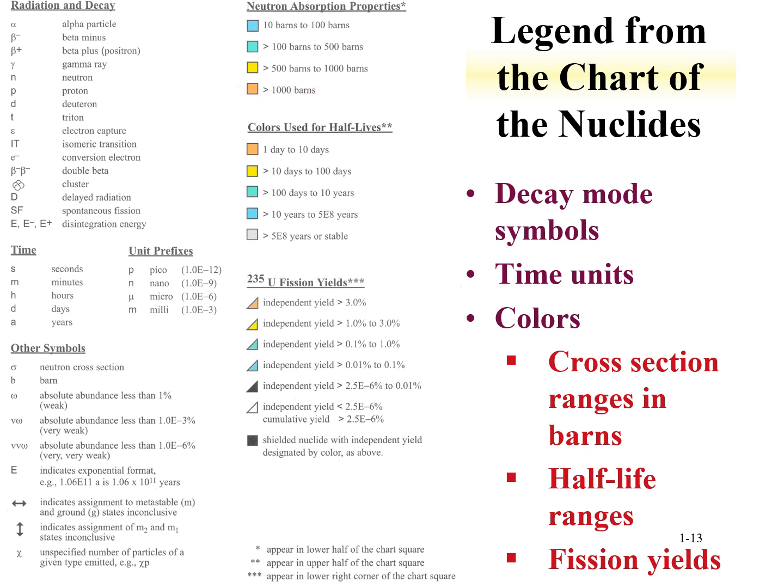And for half-lives, there's also color. Days are listed in the orange. Yellow, 10 days to 100 days. The light green, 100 days to 10 years. This pale blue, 10 years to 5 times 10 to the 8th years. And then the gray is 5 times 10 to the 8th years or stable. So for the half-lives, if you see something in gray, you know that it's long-lived.